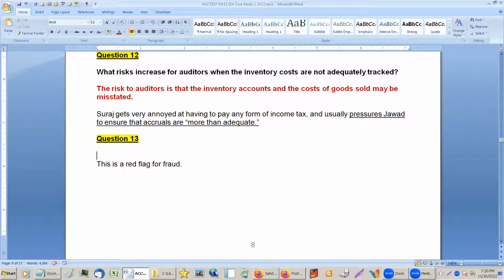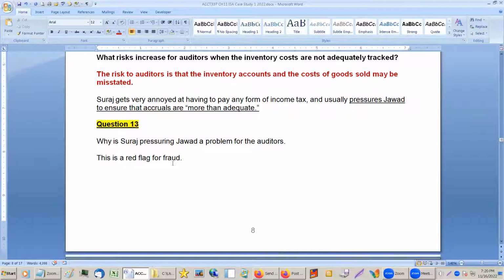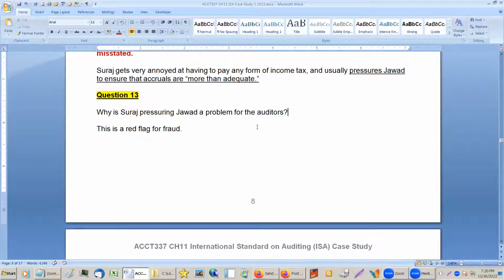I didn't ask what the question is. It's kind of like Jeopardy. You have to ask the question for what the answer is. Okay, why is that a problem for the auditors? That's actually a question.